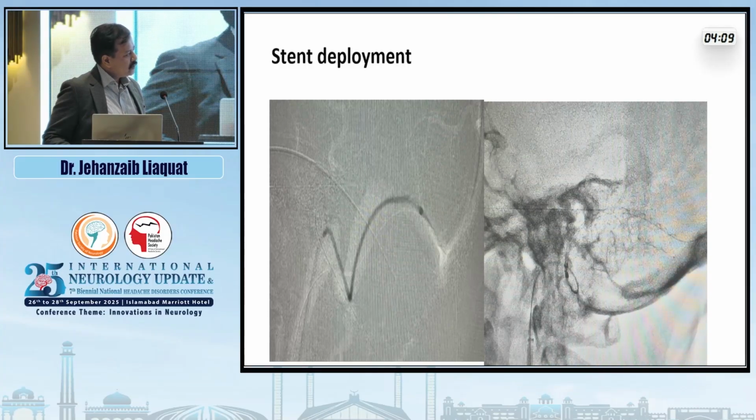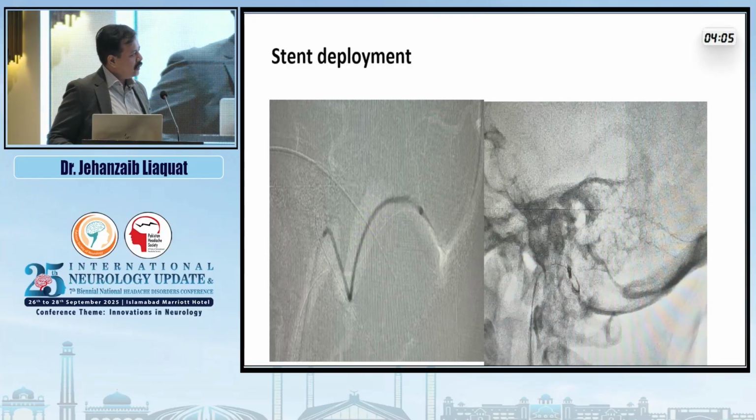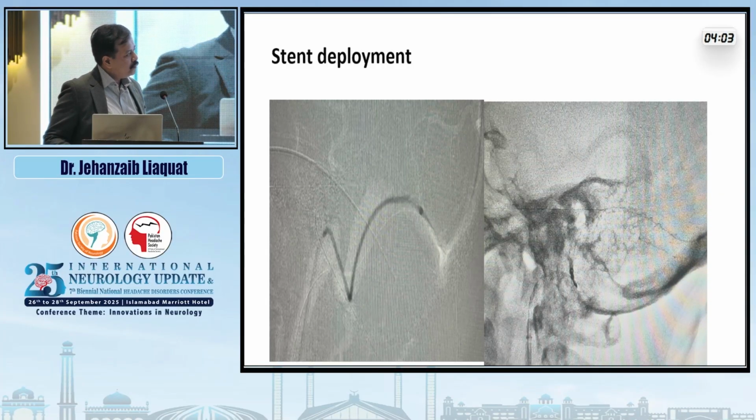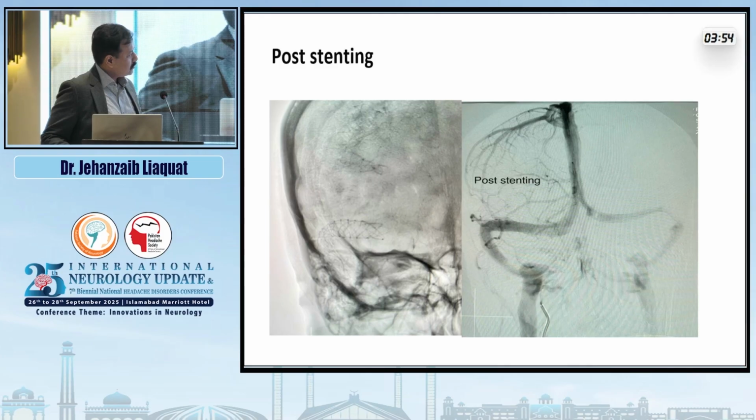But if for some reason post-stenting there is not good opening of the stent, we can do an angioplasty afterwards as well. So this is the image post-stenting. As you can see, there was initial stenosis of the transverse sigmoid junction, which is no longer seen, and the flow on the left transverse sinus is also reduced.